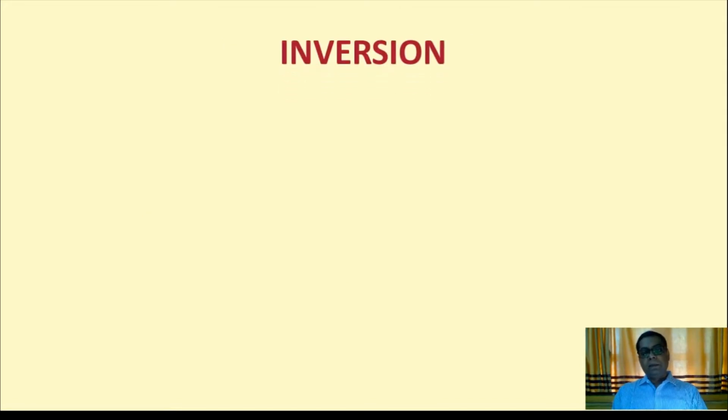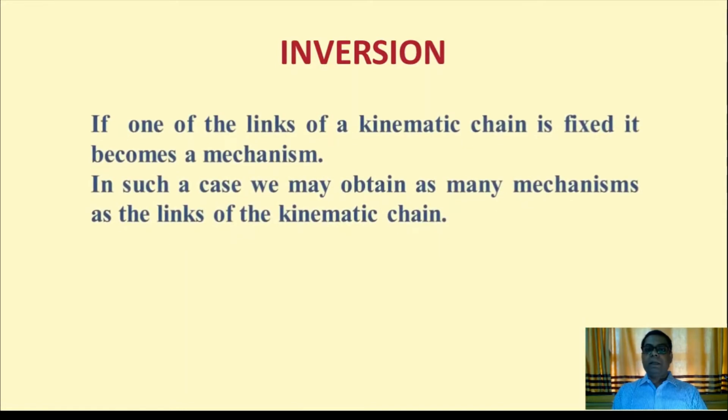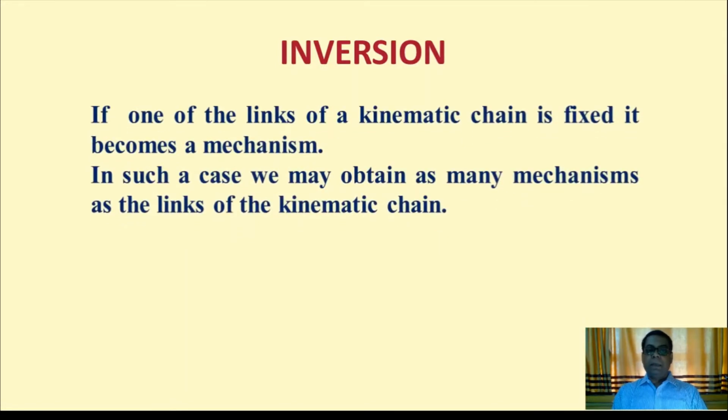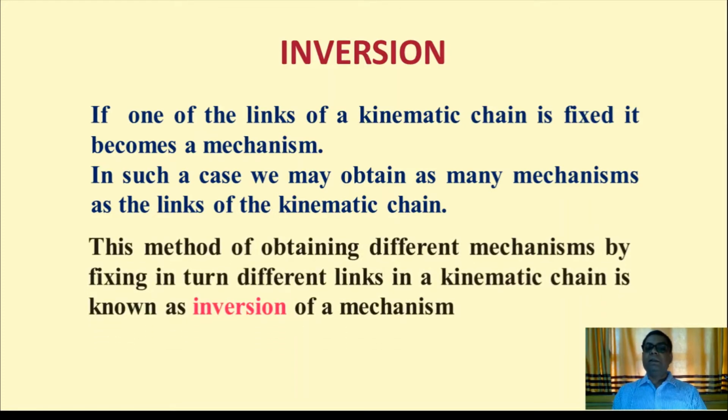Now let us discuss the inversion of the kinematic chain. If one of the links of a kinematic chain is fixed, it becomes a mechanism. In such a case we may obtain as many mechanisms as there are links in the kinematic chain. This method of obtaining different mechanisms by fixing in turn different links in a kinematic chain is known as inversion of a mechanism.